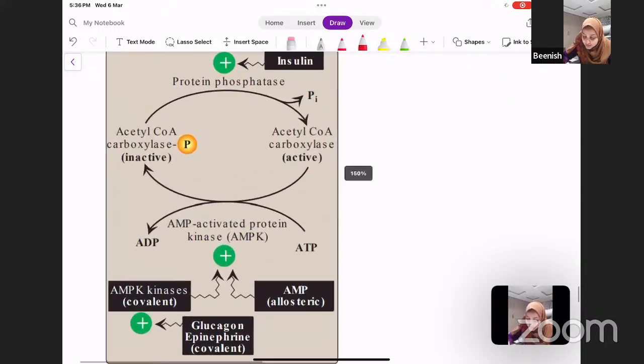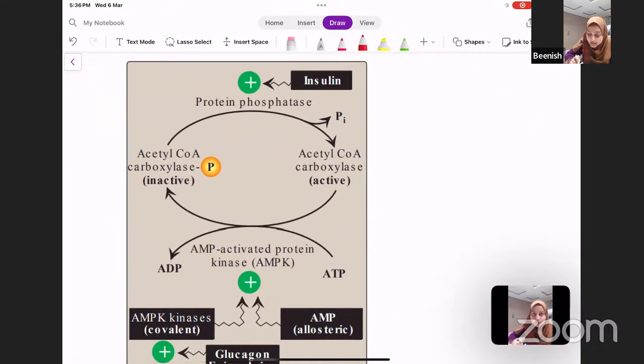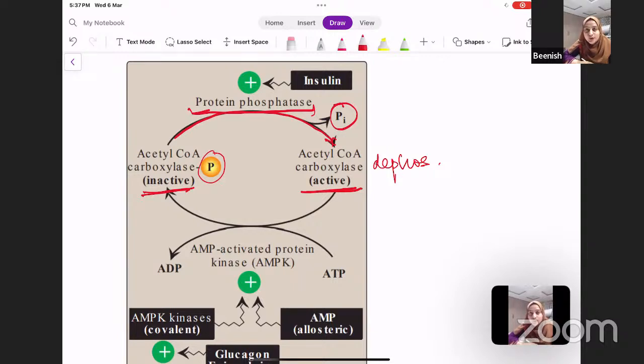Okay. Now let's understand this with the help of a diagram. So acetyl CoA carboxylase, here we can see it is inactive. Why is it inactive? Because we can see it has been phosphorylated, and it becomes active when it is dephosphorylated. So this is the dephosphorylated state. How does it attain that dephosphorylated state? When it is acted upon by protein phosphatase, because protein phosphatases remove that phosphate group from it, and this protein phosphatase is activated by insulin. So that is how your insulin dephosphorylates enzymes.